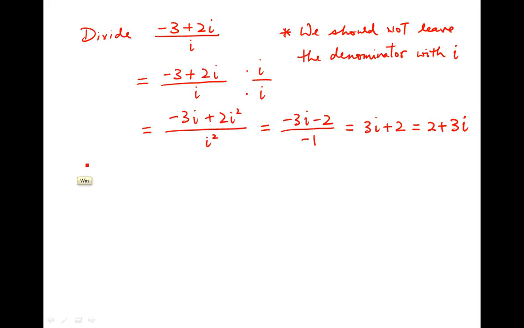All right, let's take a look at another one. If I want to divide, this time, 7 plus 4i, and then divided by 2 plus i. What can I do? Can I multiply both the top and the bottom by i? We cannot, because if we do so, then you will still have 2i plus i squared. So the i is still there. So what can I do?